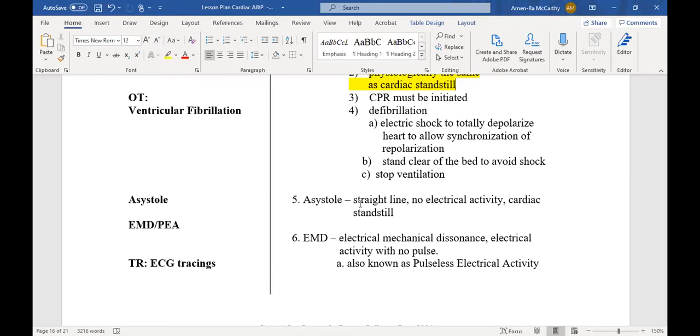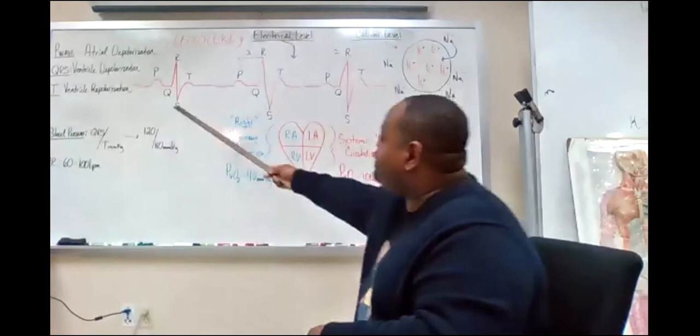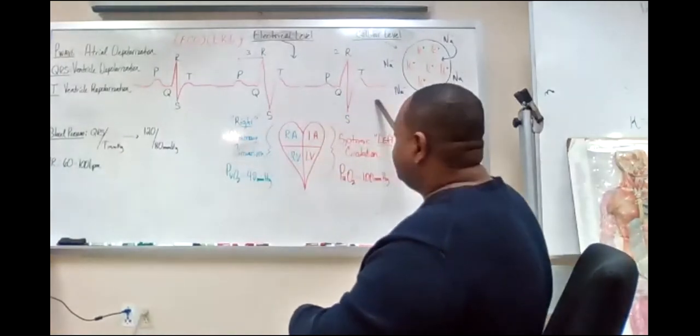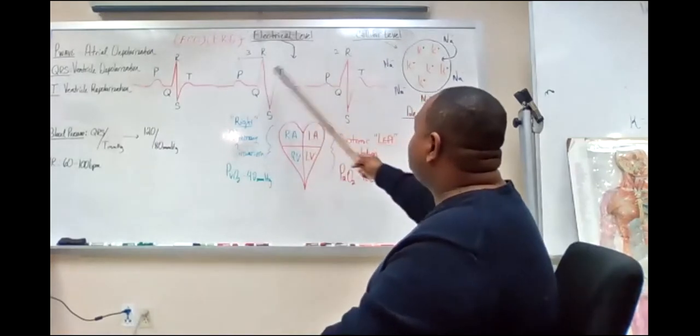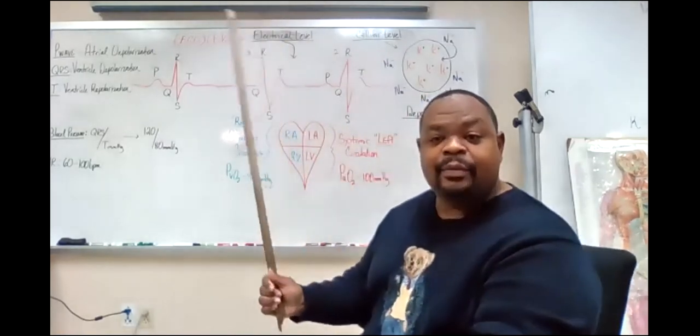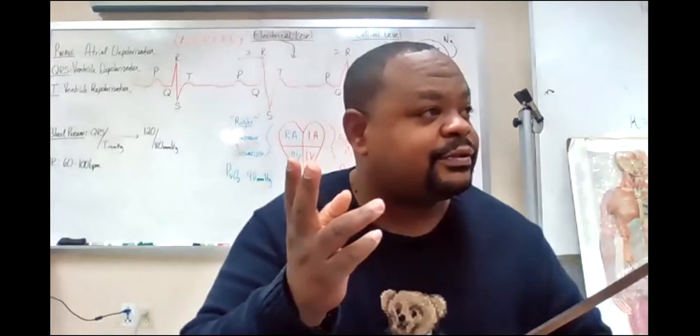And then finally, EMD is the same thing as PEA. It used to be known as PEA. And EMD is electrical mechanical dissociation, right? Which means you have a beautiful wave. I'm going to show you, I'll go back to it in a minute. PEA, you have this right here. Look at that. Beautiful, right? Looks normal, got all the parts, it's perfectly spaced. But guess what? There's no pulse.